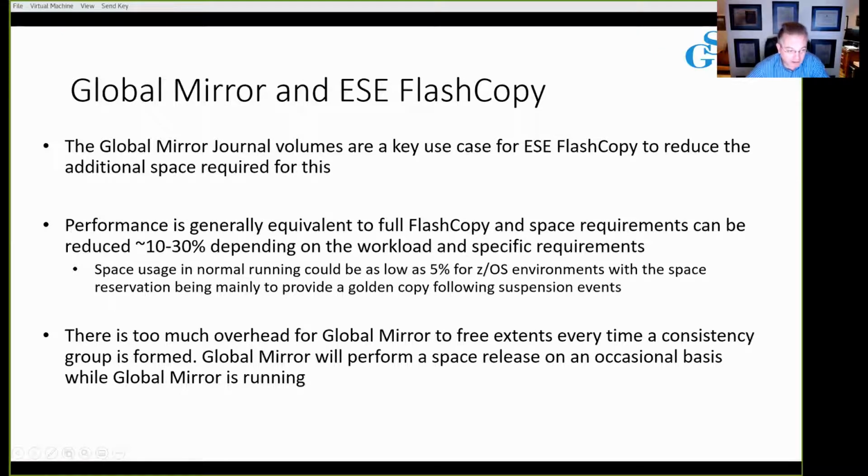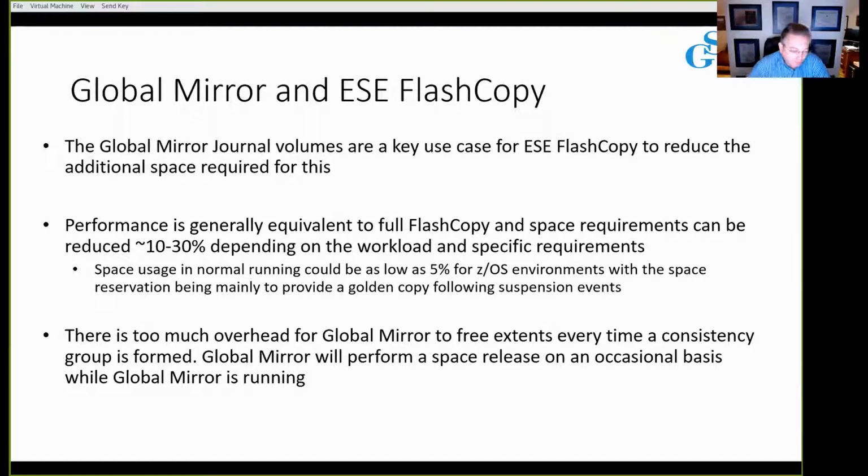And speaking of Global Mirror, one of the early exploitations for z/OS users for thin provisioning was flash copy and the Global Mirror journals. Typically you can have maybe 10 to 30% of the capacity rather than 100% for the Global Mirror journals. And in normal running, we typically see 5% or less allocation. Basically, the reason you'd have 10 to 30% is to maintain that golden copy if you were suspended for a few hours or 24 hours or whatever, if there was some major network outage, to retain the golden copy on the resync. So the usage is typically even lower.